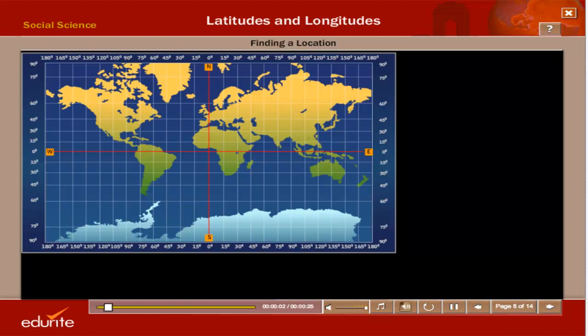Finding a location. If you were at 77 degrees to the west of the prime meridian, your longitudinal location would be 77 degrees west. If you were at 38 degrees north of the equator and 77 degrees west of the prime meridian, then your location would be 38 degrees north, 77 degrees west.